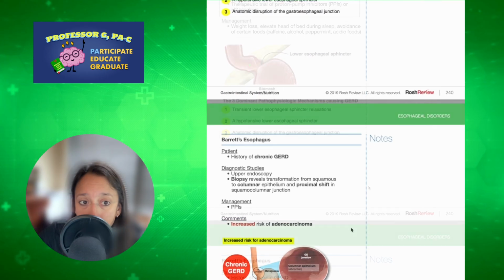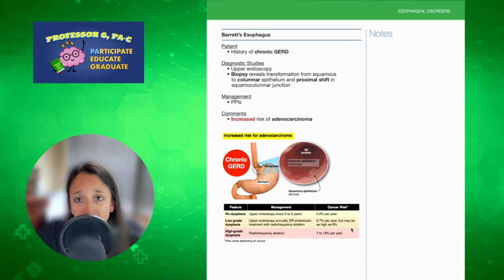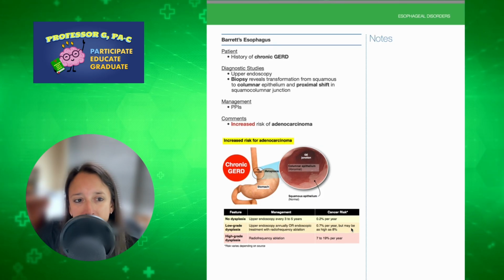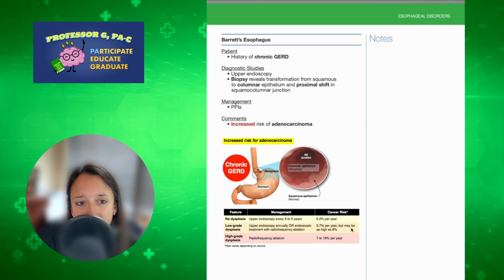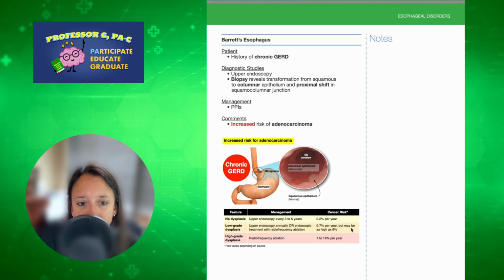Okay. All right, so moving on to Barrett's esophagus. So Barrett's esophagus is going to be inflammation and metaplasia of the cells. So basically, in a setting of chronic GERD, a patient that has chronic GERD, basically where the esophagus meets the stomach cells are perfect.